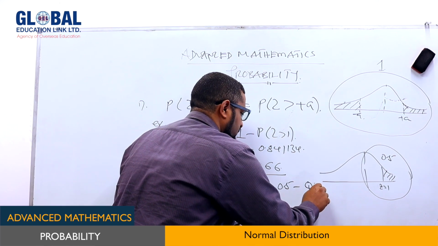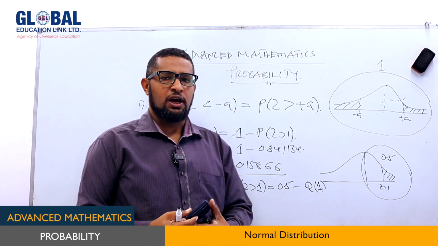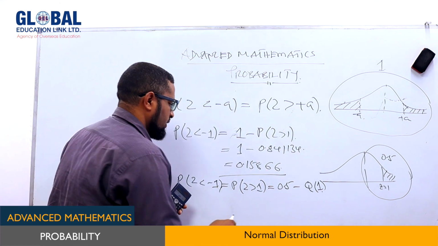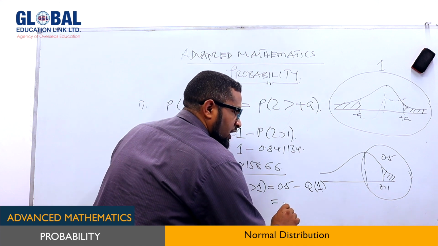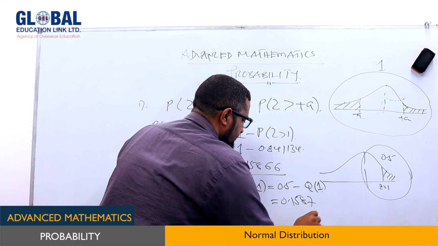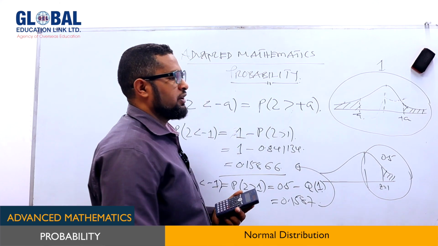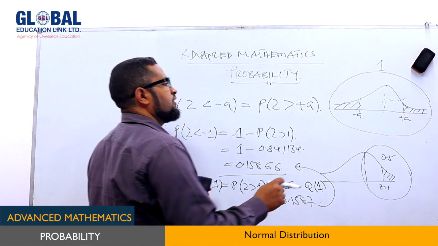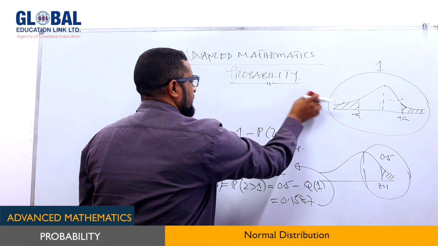Q of 1. Where do I obtain Q? Again, it is from the calculator. So if you use your calculator and plug it in, you will see the last value will be equal to 0.1587, which is the same as the above one. So that is case number 1, when you are given the probability of z less than negative a. Let's check the second one.